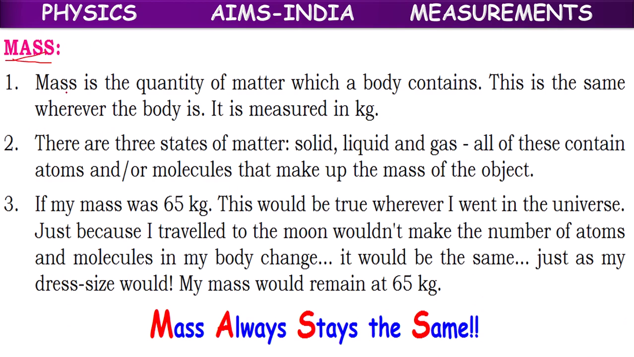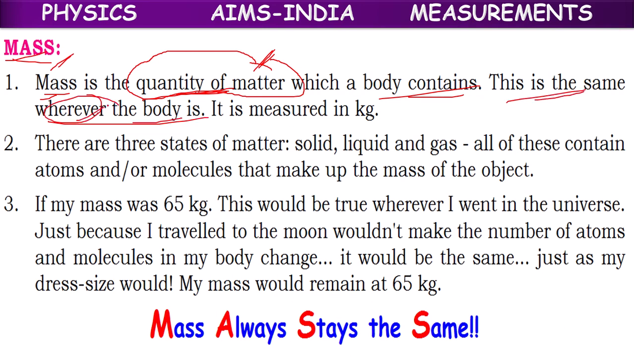Next one, mass. Mass means the quantity of matter which a body contains. Whatever object you take, the original quantity of matter, how much matter is present in that, that is called mass. This is the same wherever the body is. So mass will be the same everywhere. It is measured in kg, kilograms. So mass means the actual or original quantity of matter, which does not change.